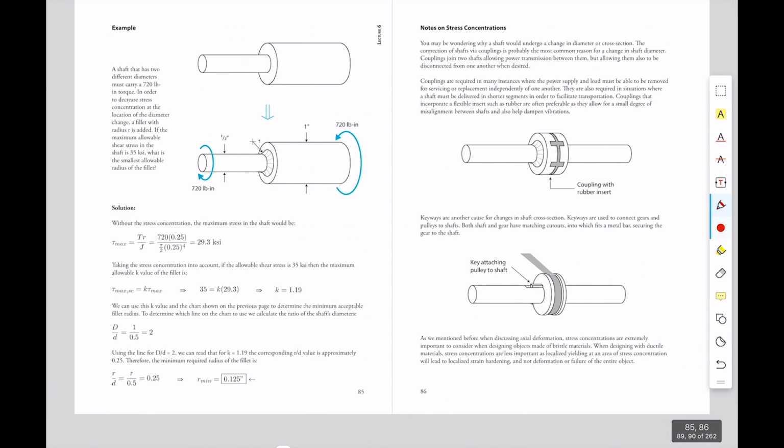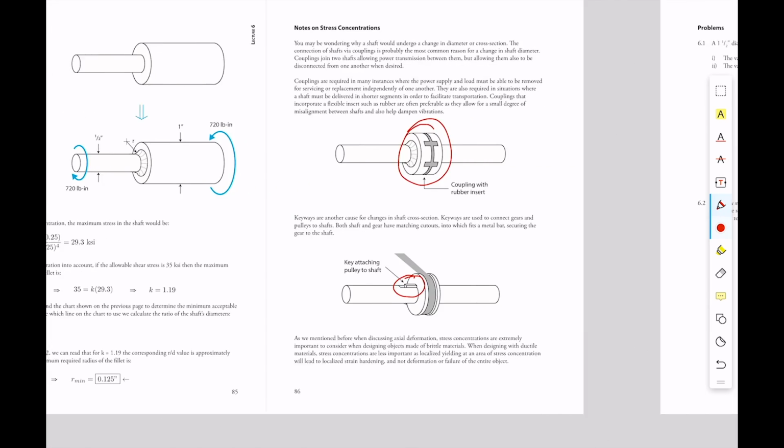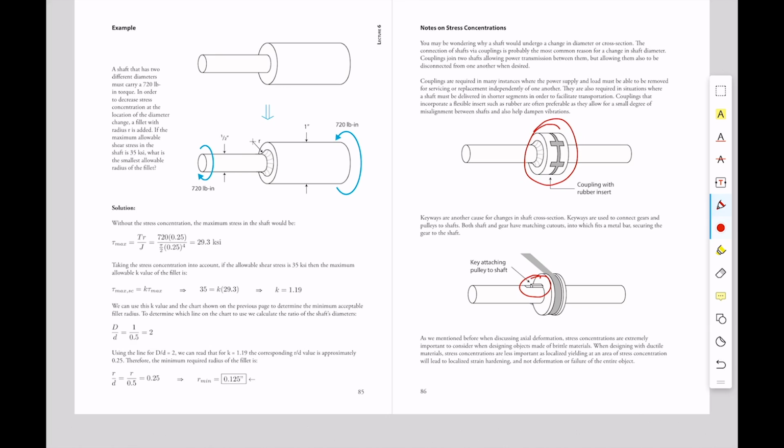So stress concentrations happen, again, anytime you have a change in diameter. That could be due to a situation where you have two shafts being joined together by a coupling, or, for example, a pulley held onto a shaft by a keyway like this. So any of those things will cause stress concentrations, but we're not going to deal with them.